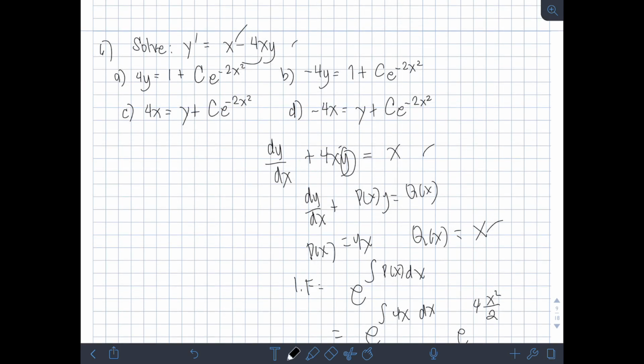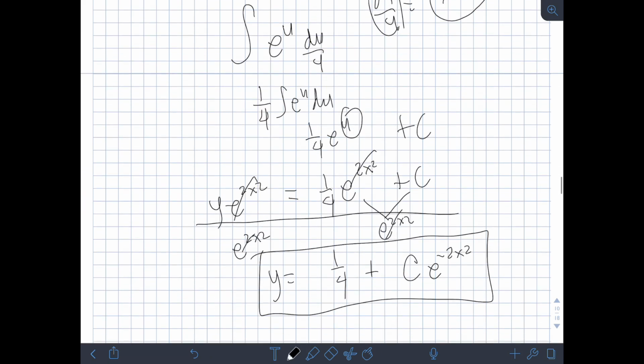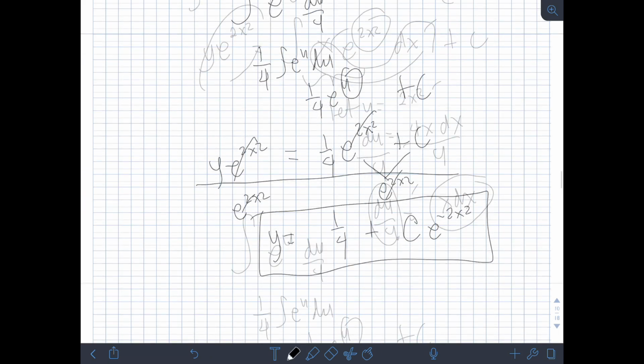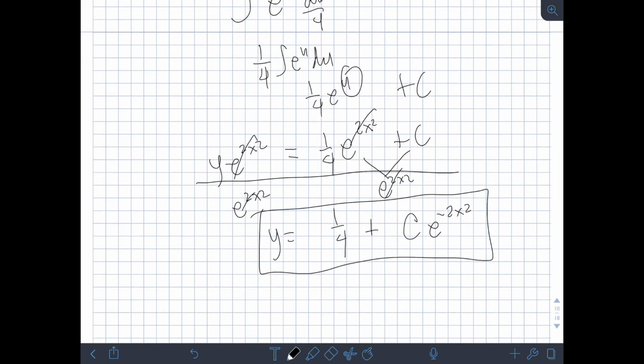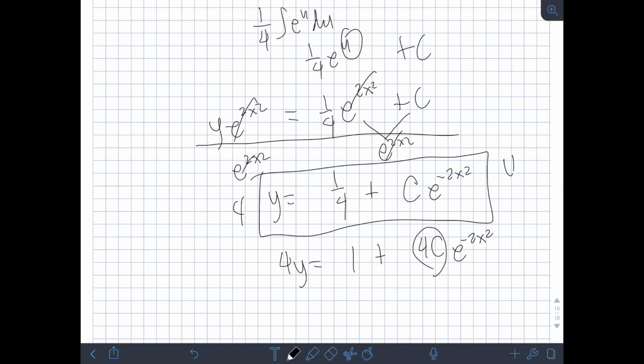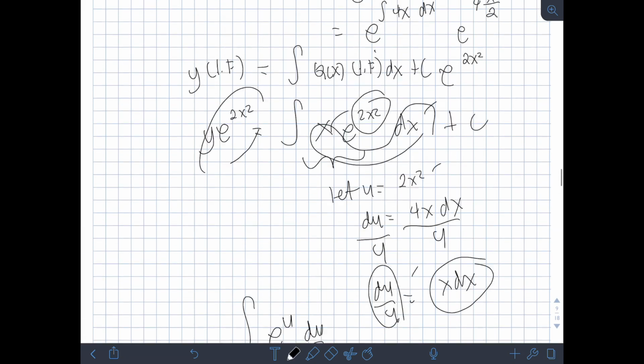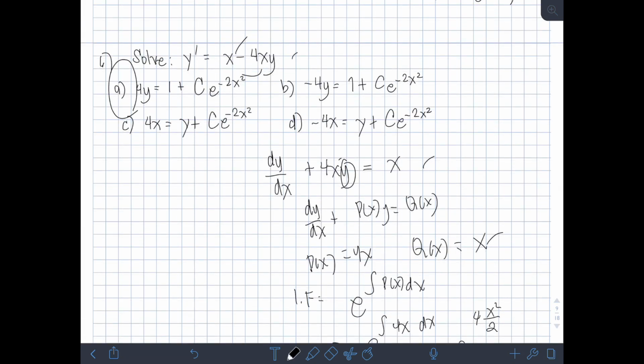So, they want it multiplied by 4. So, that's also possible. Let's multiply both sides by 4. So 4y is equal to 1 plus 4c e raised to negative 2x squared. So just observe that the 4 with c becomes a new constant: 4y is equal to 1 plus c sub 1 e raised to negative 2x squared. So the answer is letter A.